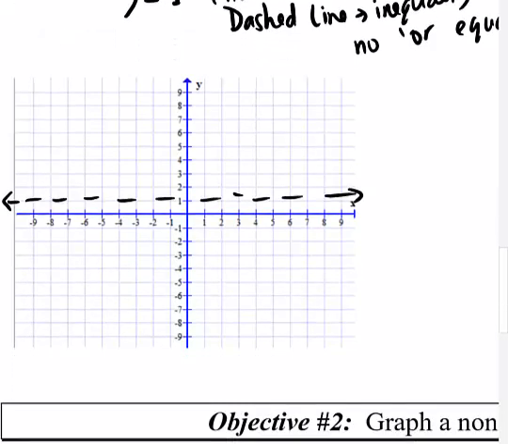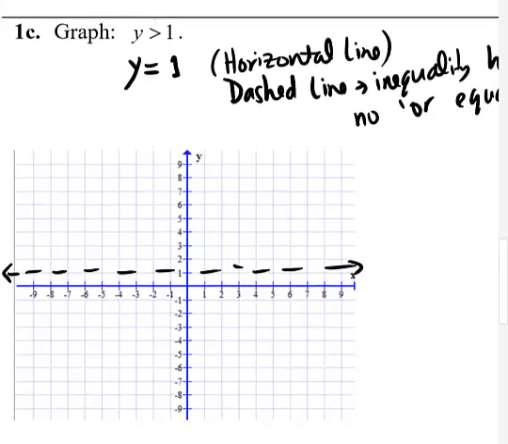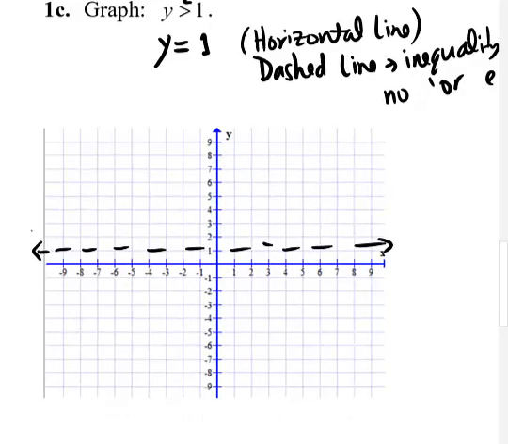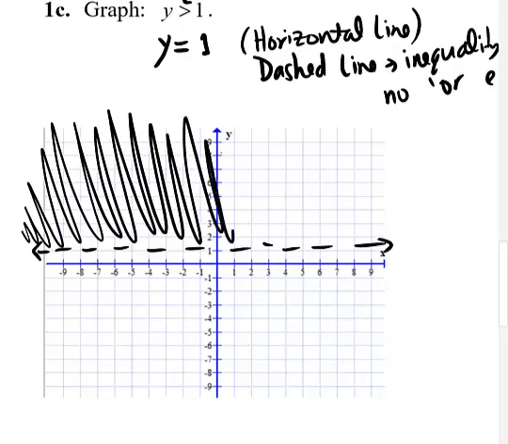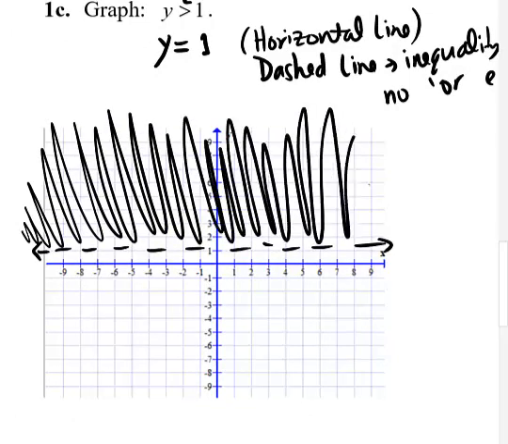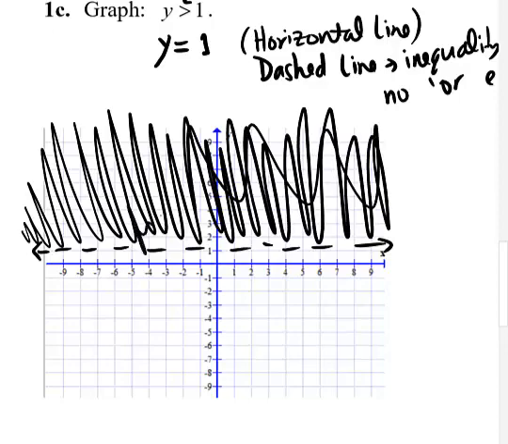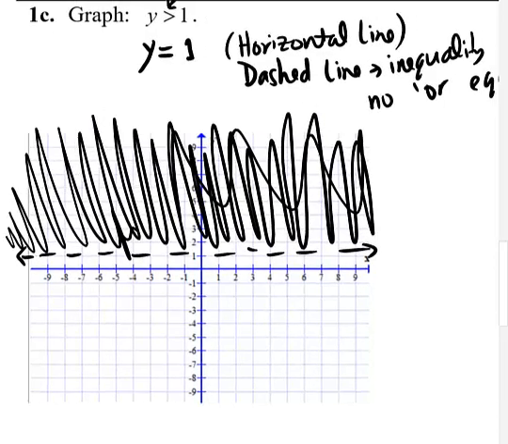There it is, and I'm either going to shade above or below, but notice it shows y greater than 1. So we said greater than means you're shading everything above that line, or you can reason it out in your head. Where are all the y values that are greater, the larger y values? They're above, upward. So it's everything above that line, y equals 1, that I want as my solution. Beautiful.